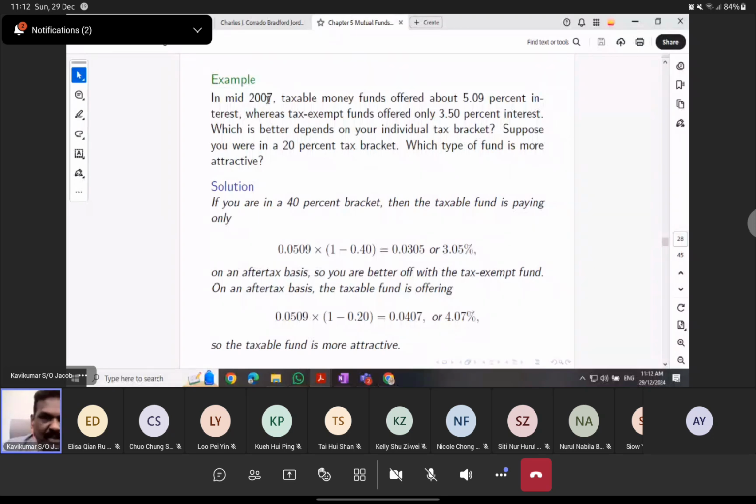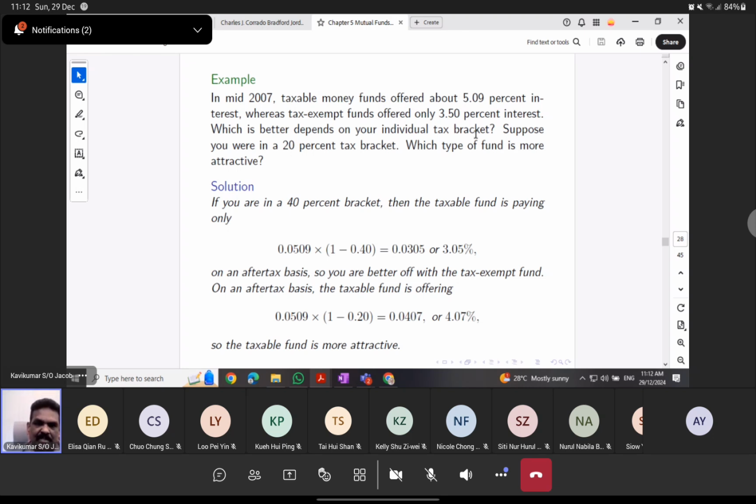In mid-2007, taxable money funds offered about 5.09 percent interest. Taxable money fund means taxable mutual fund. They offer 5.09 percent interest, whereas tax-exempt funds offered only 3.5% interest. See, that's why I told you, right? If you buy a mutual fund from the taxable kind, it will give high interest. If non-taxable, it will give low interest. Which is better depends on your individual tax bracket.